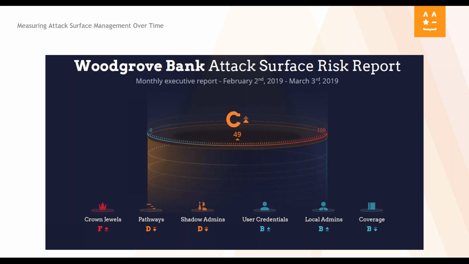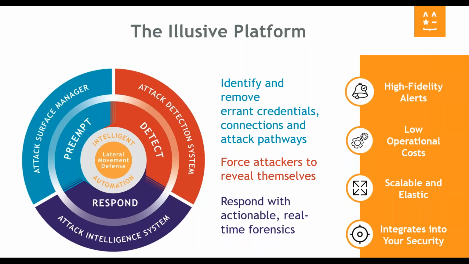So here you can see the organization's doing a pretty good job with local administrator credentials and domain administrator credentials, and that continues to get better. However, shadow administrators is not great and getting worse, as our overall pathway management and crown jewels is, I don't know how you get an F and improving, but definitely an area that needs attention. And this kind of senior level reporting is super helpful in getting a sense of how we're doing. Are we reducing our risk over time, or is this an area that needs additional attention?